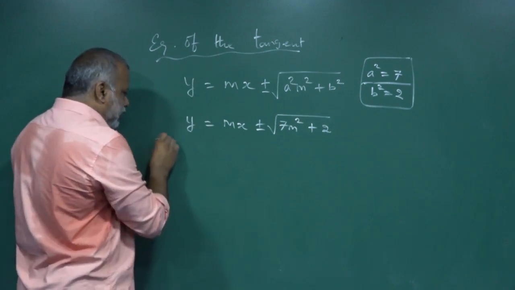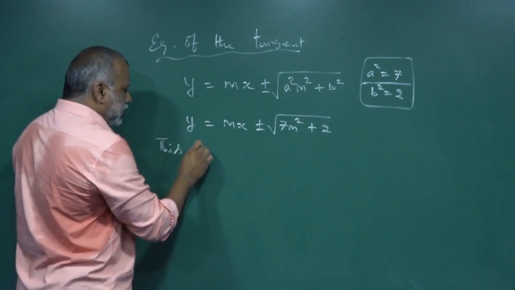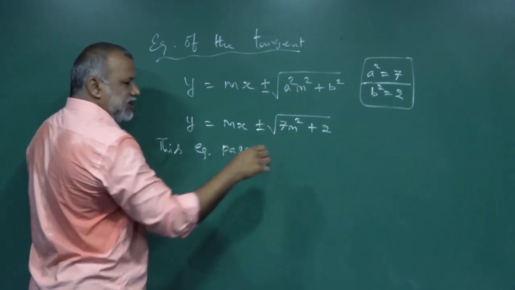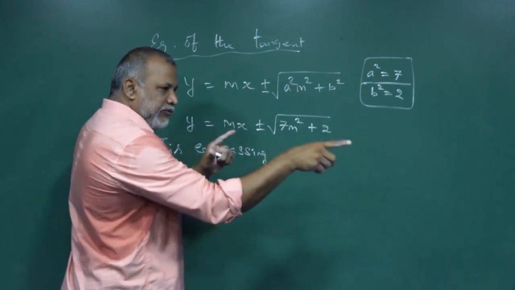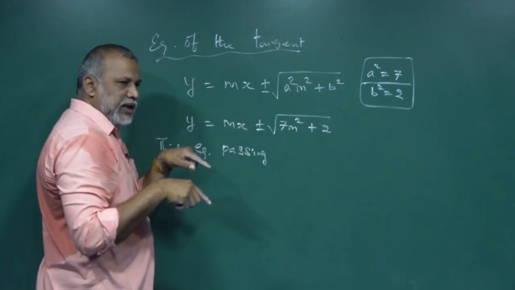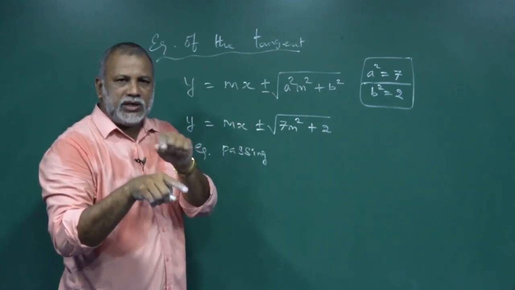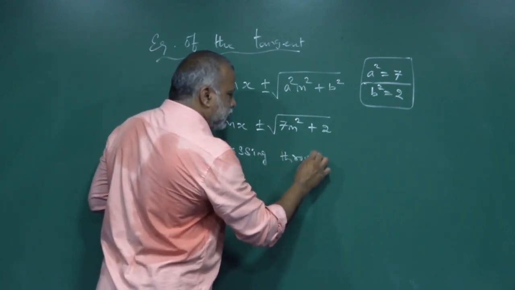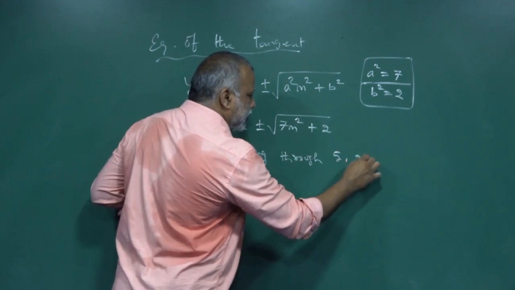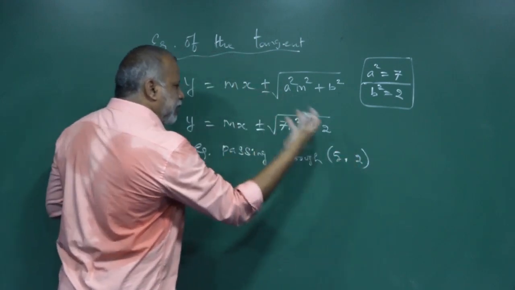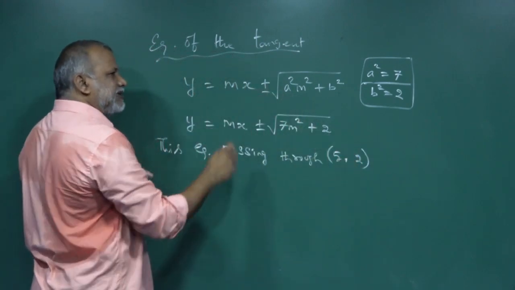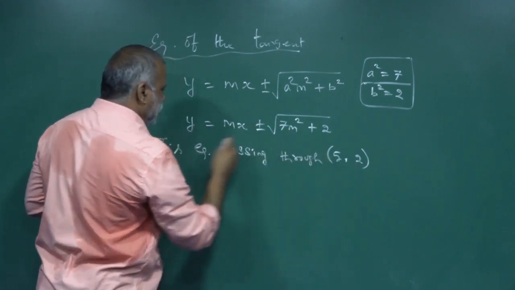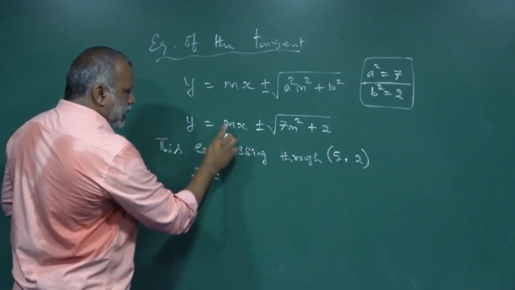Now this equation is passing through the point, just refer to this diagram. From 5 comma 2 we are drawing 2 tangents. That means both tangents pass through the point 5 comma 2. Therefore this equation passes through the point 5 comma 2. When an equation passes through a point, we can replace x comma y. Therefore I am replacing y. Y is here 2. So that means 2 equal to mx.